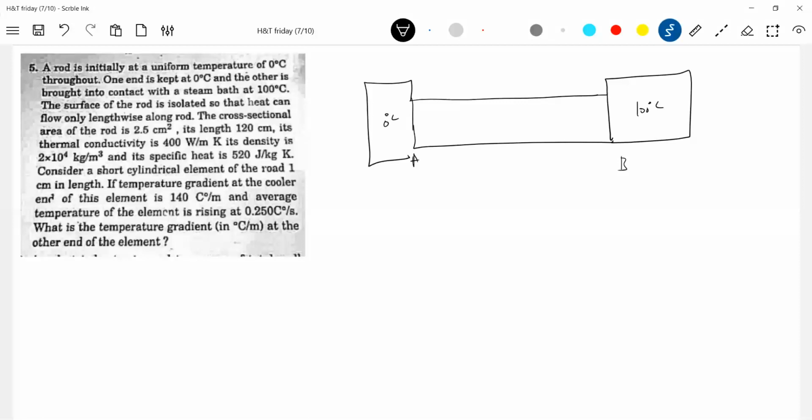Consider a short cylindrical element of the rod, 1 centimeter in length. If the temperature gradient at the polar end of this element is given, so I think it's asking us to take two elements.